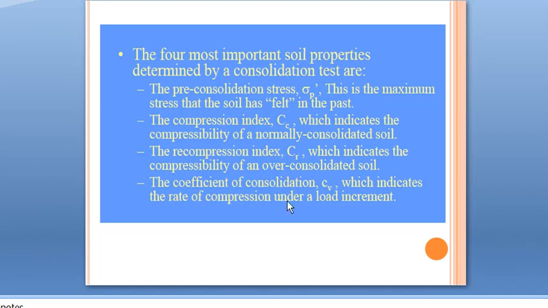And the last one, the coefficient of consolidation CV, indicates the rate of compression under a load increment. There are different methods to find the coefficient of consolidation. This is a very important parameter, and I will explain these methods in the coming lecture. Okay, up to this we have explained.